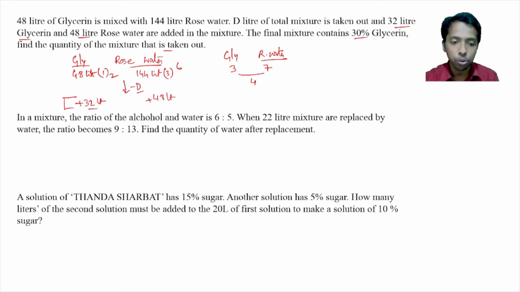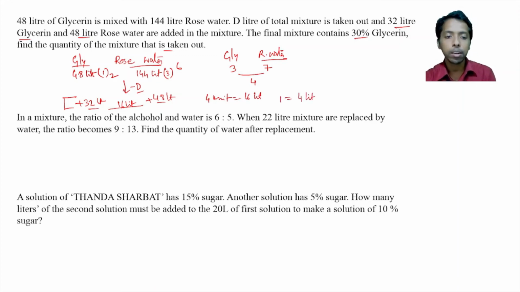Now this 32 and 48, what is the difference? The difference is 16 liters. Now 16 liters corresponds to 4 units. Only then does the equation satisfy, right? So this 4 units equals 16 liters. Now 1 unit equals 4 liters, right? Now what's the total quantity here? That is 192 liters. What is the total quantity here? That is 80 liters, right?